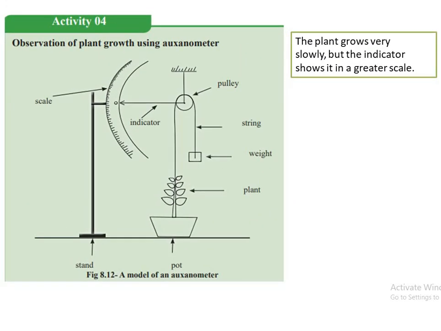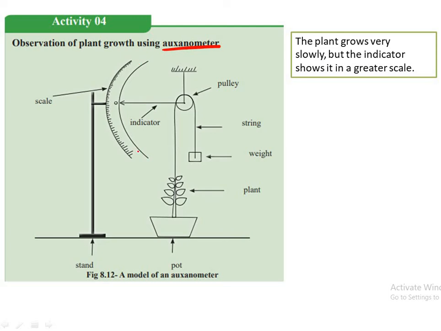Now we're going to do activity 4 in your textbook, where we are going to observe plant growth using an auxanometer. So you have to take a potted plant, connect it to a pulley using a string and give it a very mild weight, and then we use this auxanometer. Now remember this word, auxanometer, it is something very important, and normally it is something they test. They might ask you to name an instrument which is used to identify the growth of a plant: auxanometer.